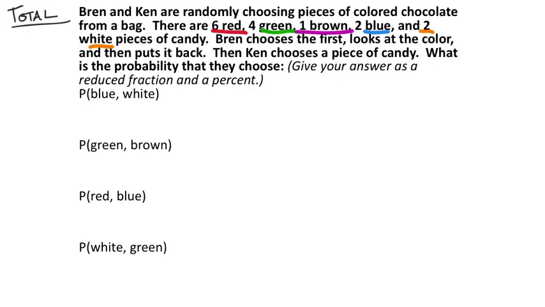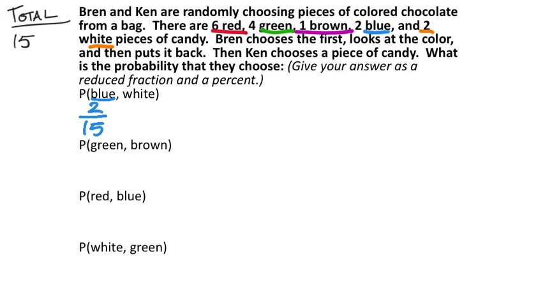So let's see, 6 red and 4 green, that'd be 10, and then 1 brown is 11, 2 more blues makes 13, and then 2 more white pieces makes that 15. So I got 15 total pieces of candy. That's going to be useful for us throughout, because on this one, for the probability first of blue, I'm going to start with blue. Let's see, there's 2 blues out of 15 candies.